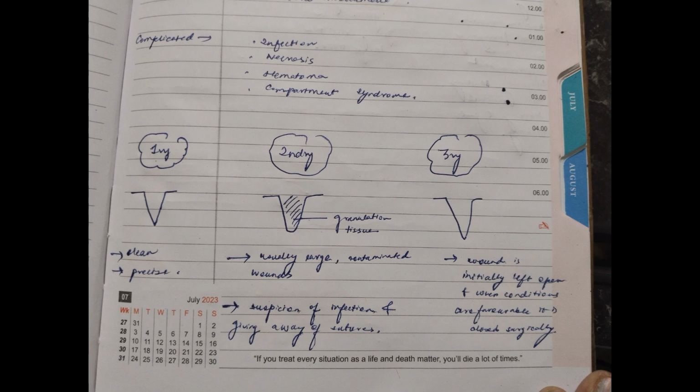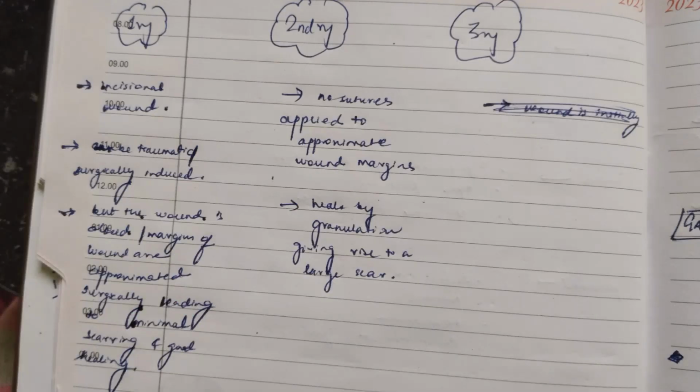Lastly, there are these three types of wound, that is primary, secondary, and tertiary. Here you can see that primary is a very clean and precise wound. The secondary wound has some granulation tissue in it, and there is suspicion of infection and giving away of sutures. And in the tertiary wound, the wound is initially left open, but when the conditions are favorable, you close it. So in primary, you just clean the wound. In secondary, you keep the wound open. And in tertiary, you keep the wound open, but when there is favorable condition, you close it.